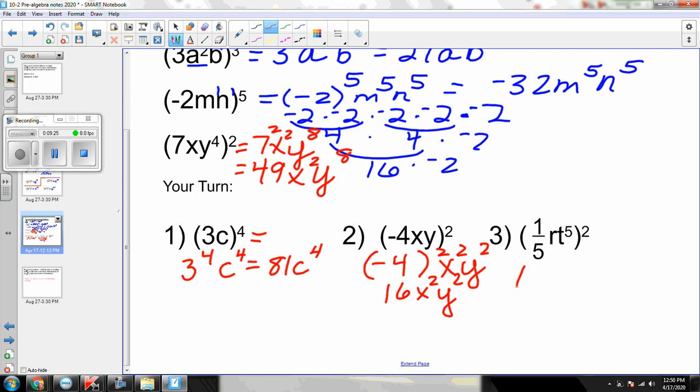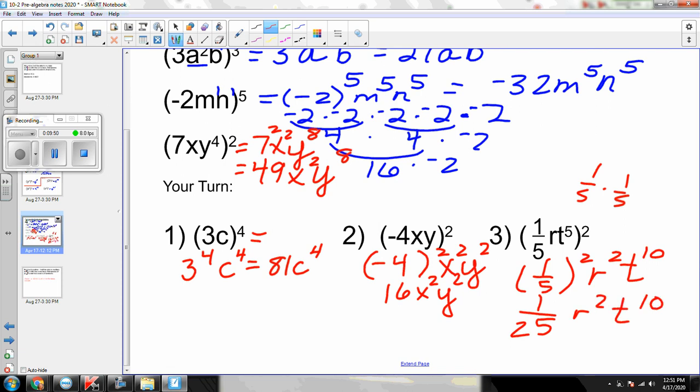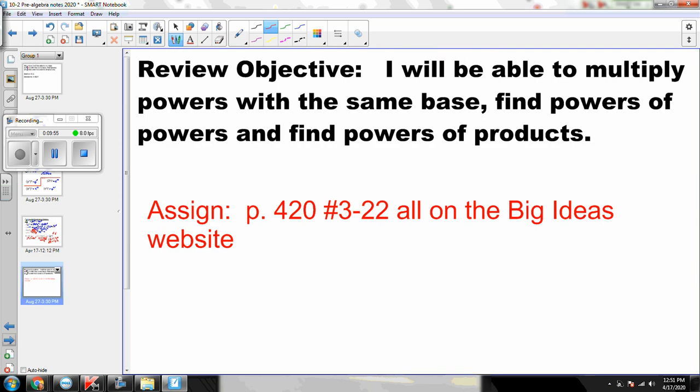Okay, this would mean 1/5 to the 2nd, r to the 2nd, but when I take t to the 5th to the 2nd, I would multiply 5 times 2 to get t to the 10th. 1/5 to the 2nd means 1/5 times 1/5. If I multiply, I would get 1/25 r to the 2nd, t to the 10th.